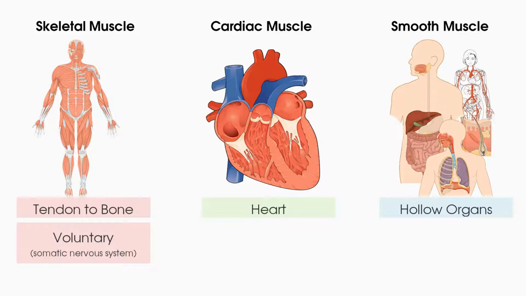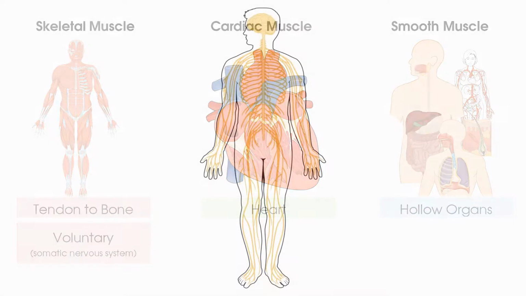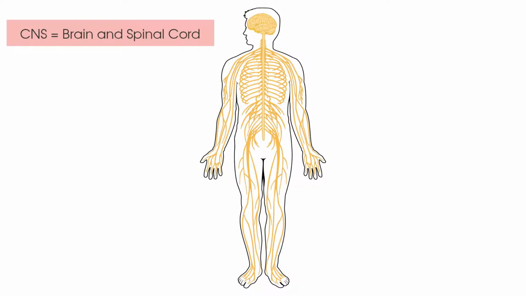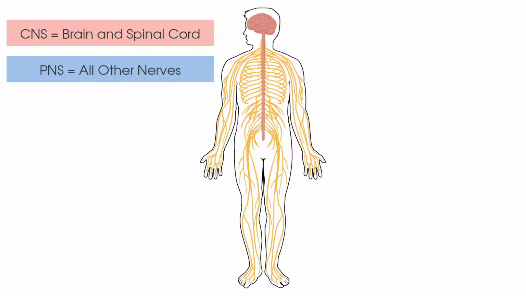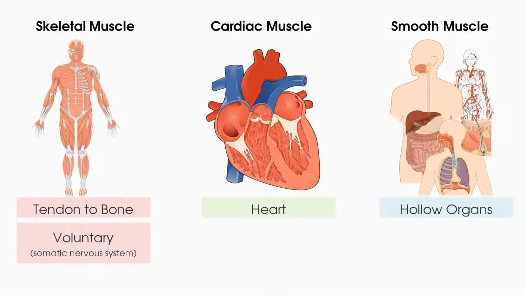Anything which is under voluntary control is supplied by nerves from the somatic nervous system. Somatic comes from the Greek word soma, which means body. The somatic nervous system is one part of our peripheral nervous system. Just very quickly to clarify, the central nervous system is all the nerves in the brain and spinal cord, and the peripheral nervous system is all the nerves outside of that. So the somatic nervous system is all the nerves outside the brain and spinal cord which we have voluntary control over.